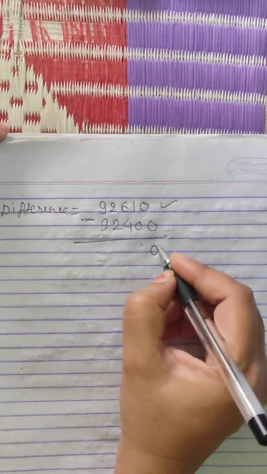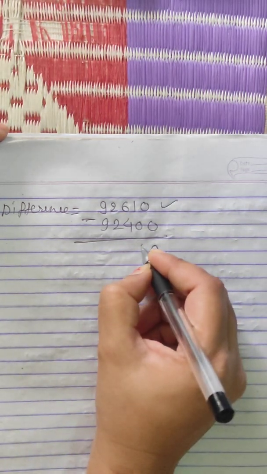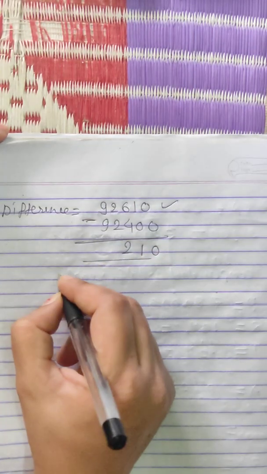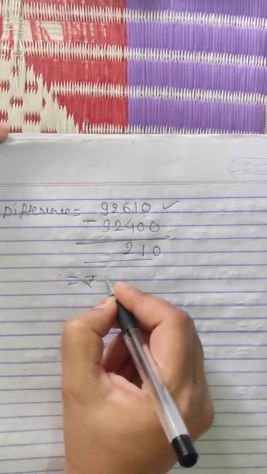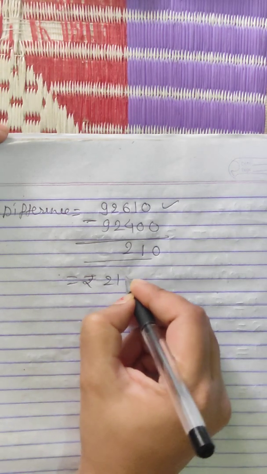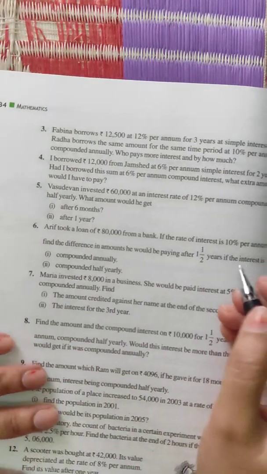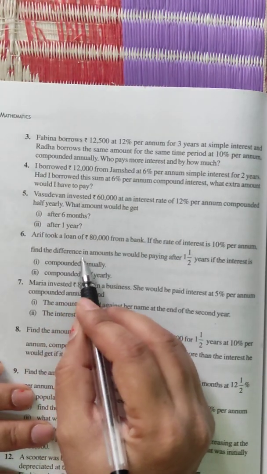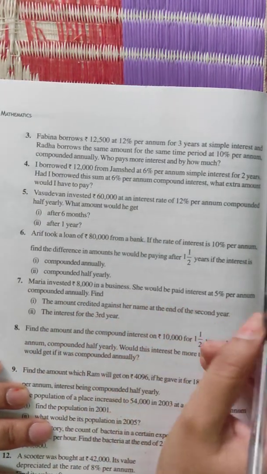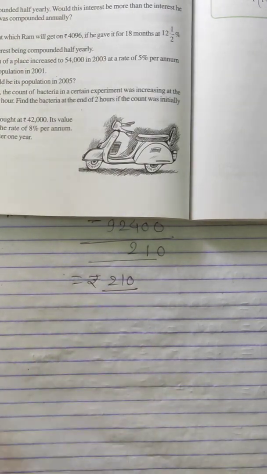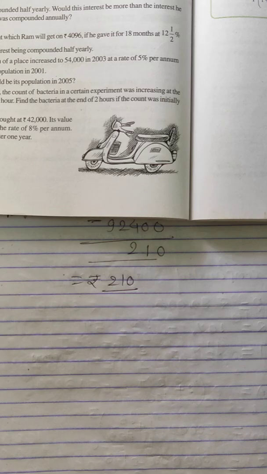So this would be 0, then 1 minus 0 is 1, 6 minus 4 is 2. So the difference would be rupees 210. So your answer will be, the difference in amounts you would be paying is rupees 210. So this was question number 6. Thank you.